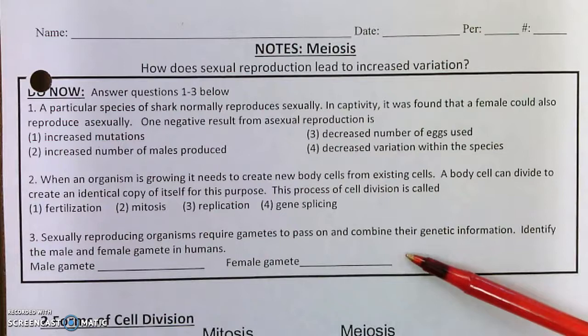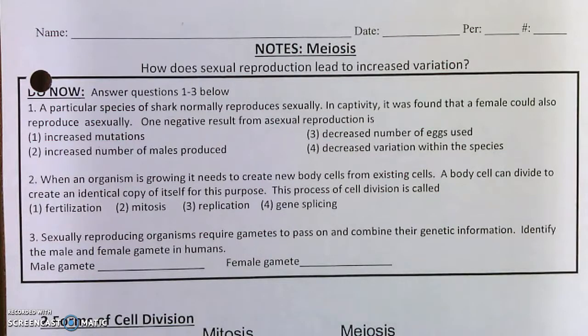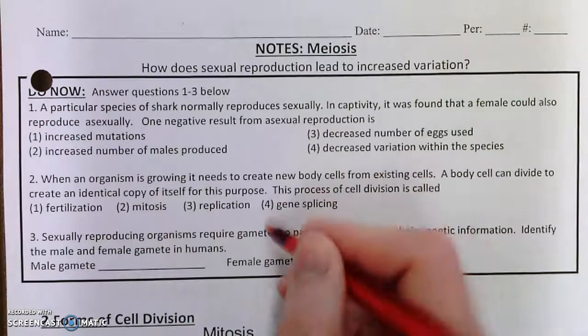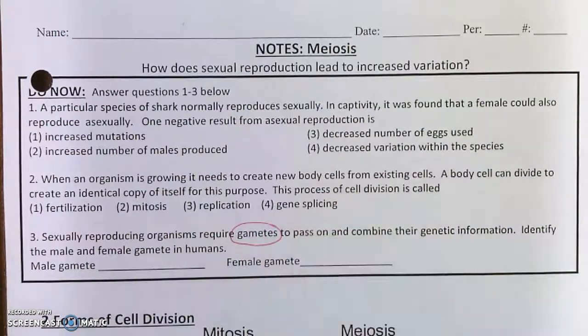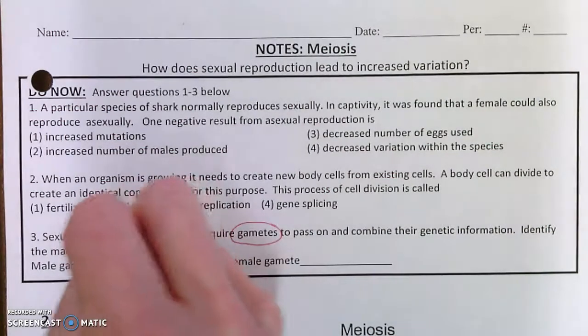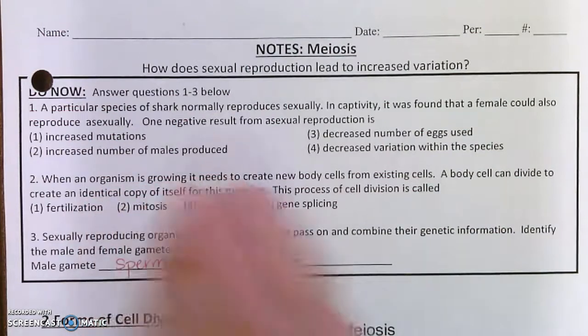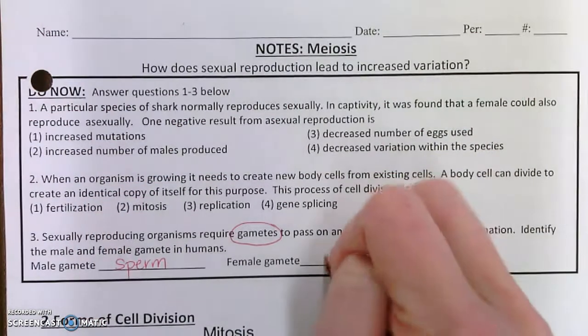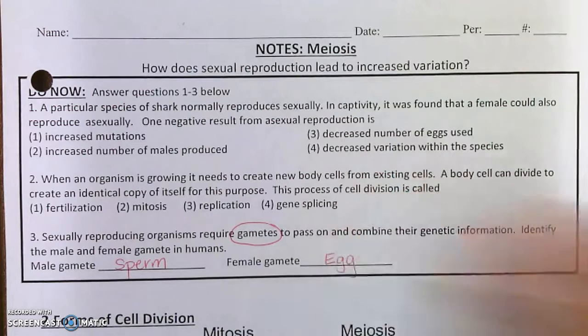I would like to talk about number 3 before you get started on the notes, just as a review from our cell reproduction notes from before. Sexually reproducing organisms require gametes to pass on and combine their genetic information. Circle gametes here just so we know that that's the focus of this question. Identify the male and female gametes in humans. The male gamete is the sperm cell. The female gamete is the egg, or egg cell.